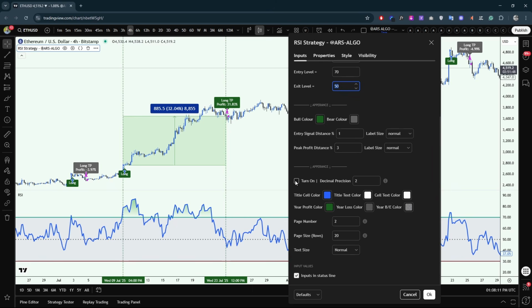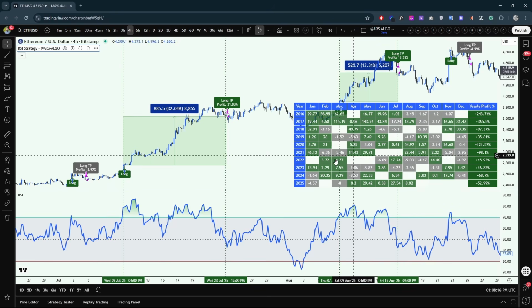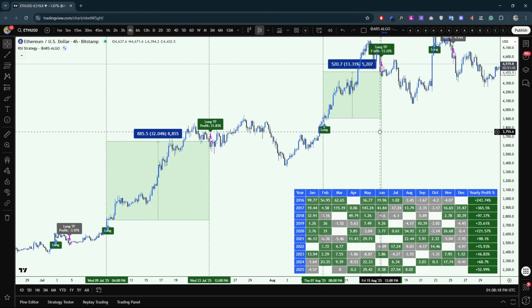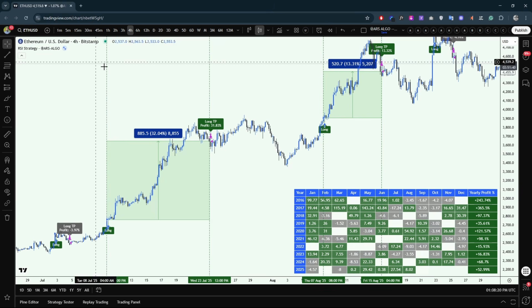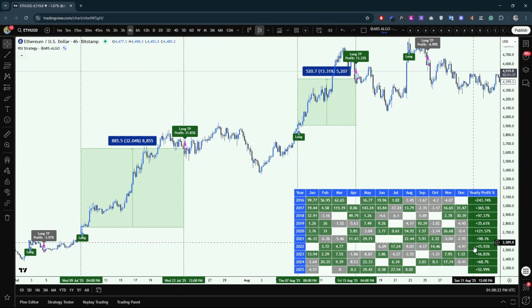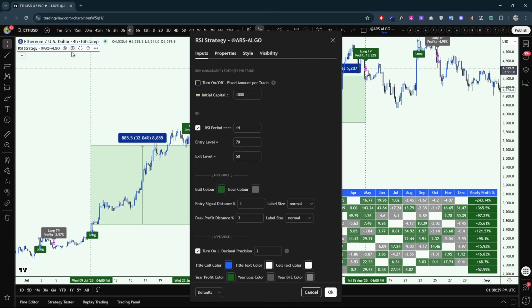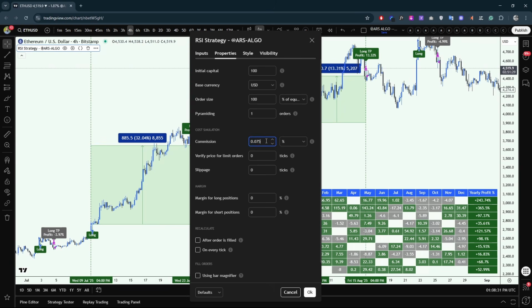Okay, so now the main thing is that if I go to the table and turn on the table, you can see that we are right now on the Ethereum 4-hour time frame chart, and each of these years is in a positive result. And also if I show you the properties settings, we are using a commission of 0.075%, and here the initial capital, for example 1000, and 100% of the equity.